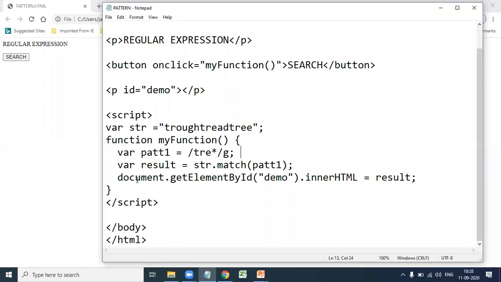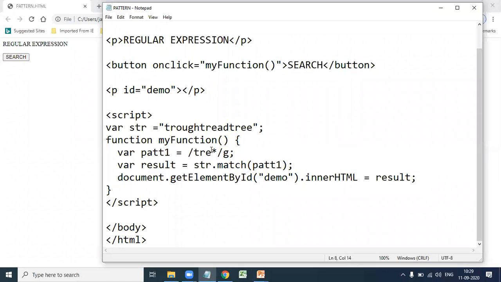Next, document.getElementById("demo").innerHTML equal to result. That means we display the output in the paragraph having id demo. So this result will be displayed in this paragraph. Let us see the output.